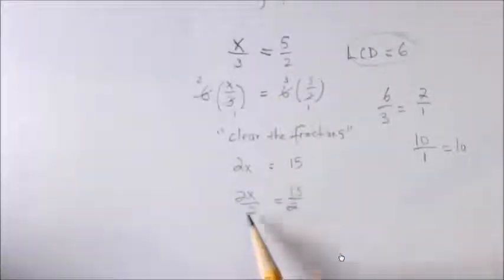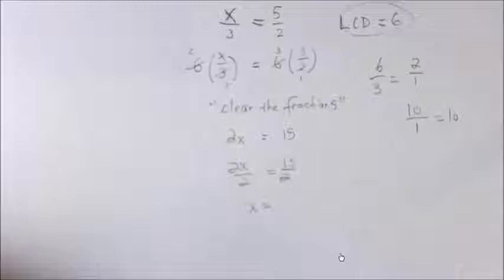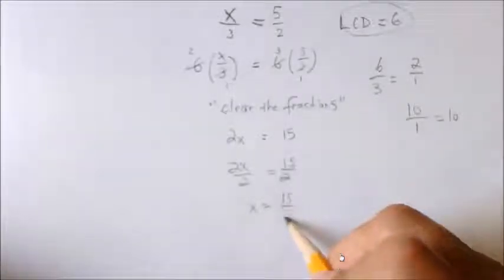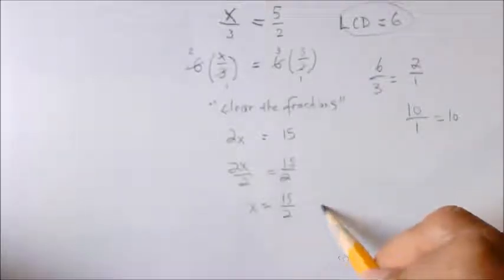And then on the left side, these two will cancel, and I get x equals 15 over 2. You can leave it as a fraction if you like that, if your teacher requires it. Or you can use your calculator, 15 divided by 2, and get x equals 7.5.